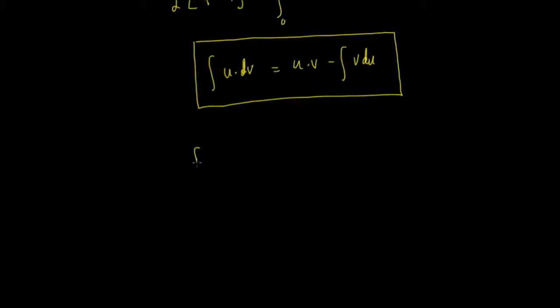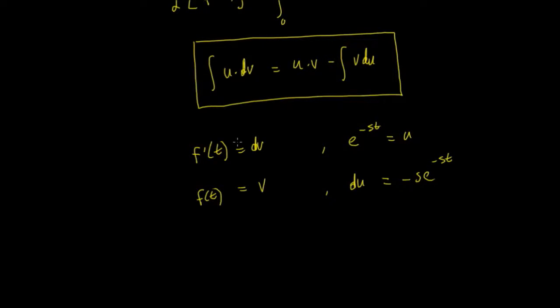So if we say f'(t) is our dv, and the e to the minus st is our u, then to get to f(t) we'd have to integrate this, so you'd end up back with our v. If we differentiated e to the minus st, we'd get du, which would be minus s e to the minus st.